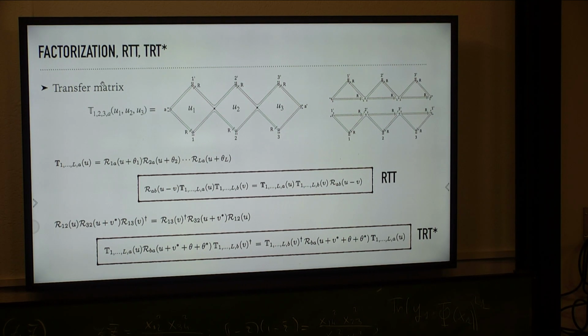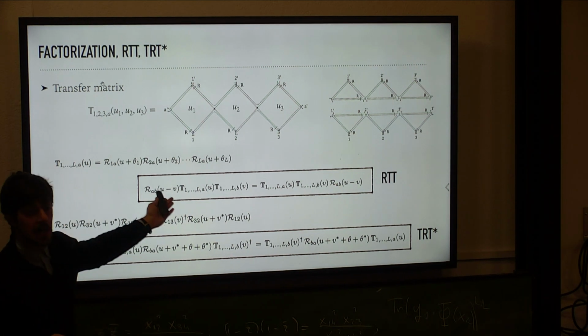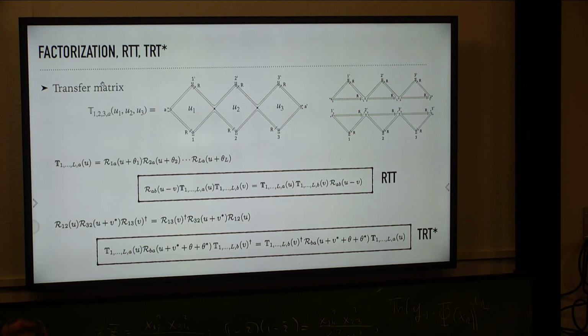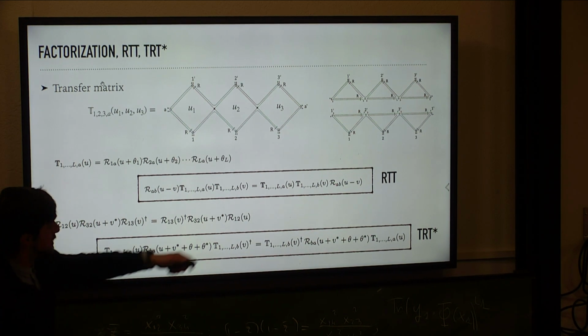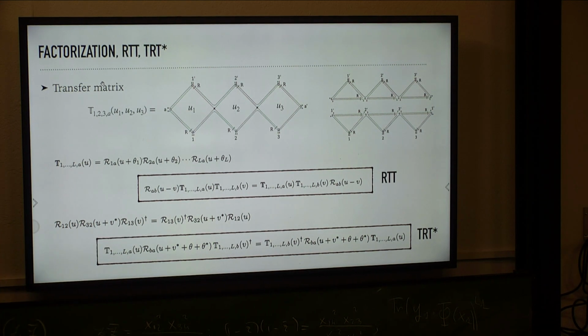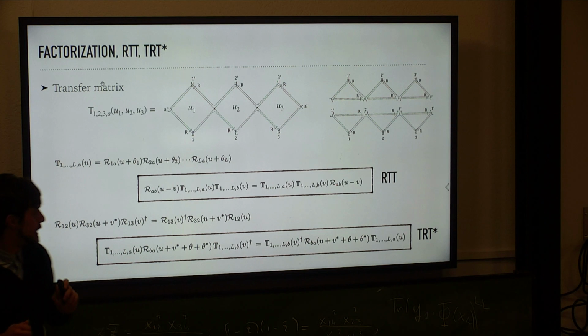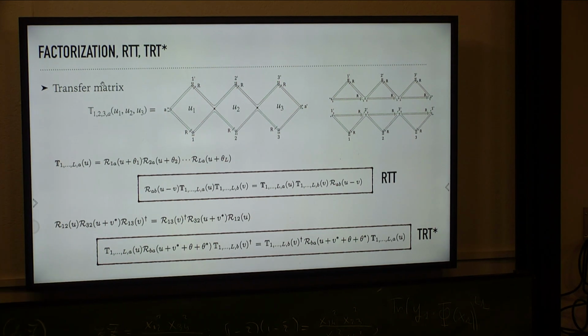Thanks to the fact that the R operator solves the Yang-Baxter equation, one immediately has RTT, and similarly there is an extra relation, which I call the TRT star, which involves the dagger of one of the matrices. It is valid, in fact, under an extra constraint on the inhomogeneities theta, which, by the way, I will not need in the case of the fishnet.